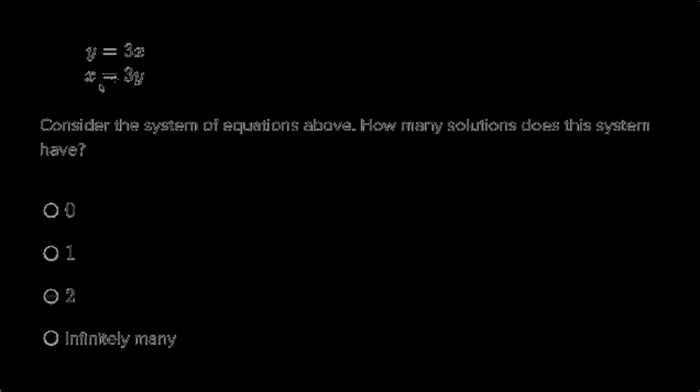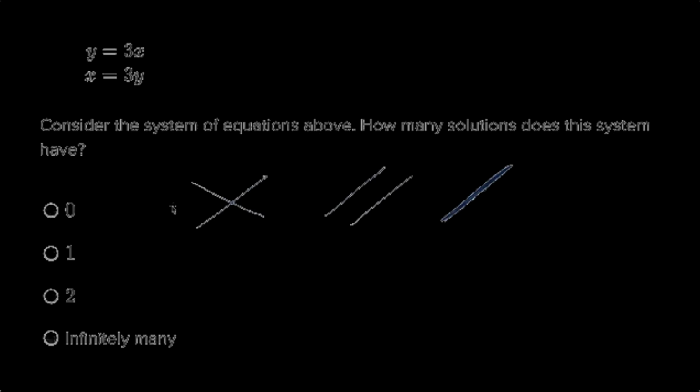Y is equal to 3x, x is equal to 3y. Consider the system of equations above. How many solutions does this system have? Well, when I think about solutions to systems, I always imagine each of the equations in our system is kind of describing a line. And if the two lines intersect, you're going to have one solution. And if they don't intersect, you're going to have no solutions. And if they end up being the same line, you have an infinite number of solutions.